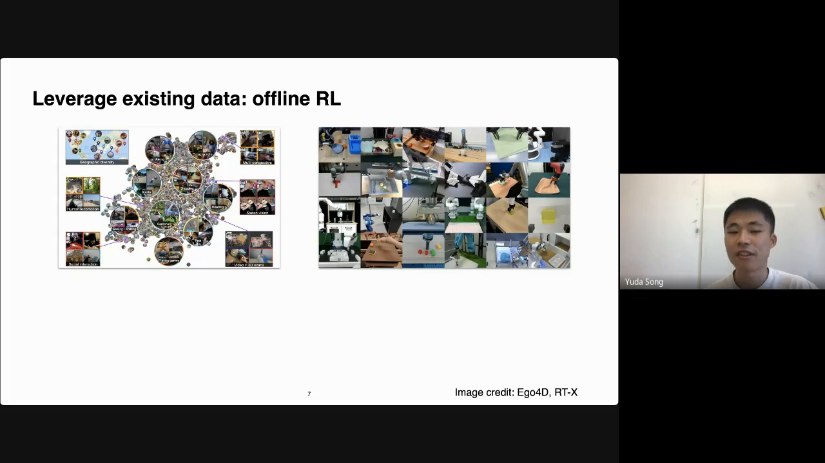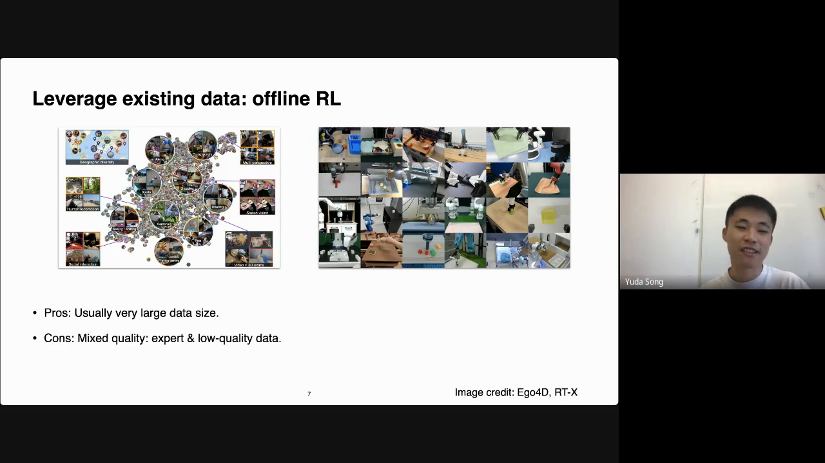On the left is the Ego4D data set, which is videos of like human interactions, playing sports, and various 3D scans. And on the right is the very recent RT-X robotics data set with like multi-modality inputs, actions, rewards for different tasks like picking, pushing, folding, and many other different ones. And also like you have like internet level data set like YouTube videos. So it's great that we have very large size of data set, but apparently they have mixed quality.